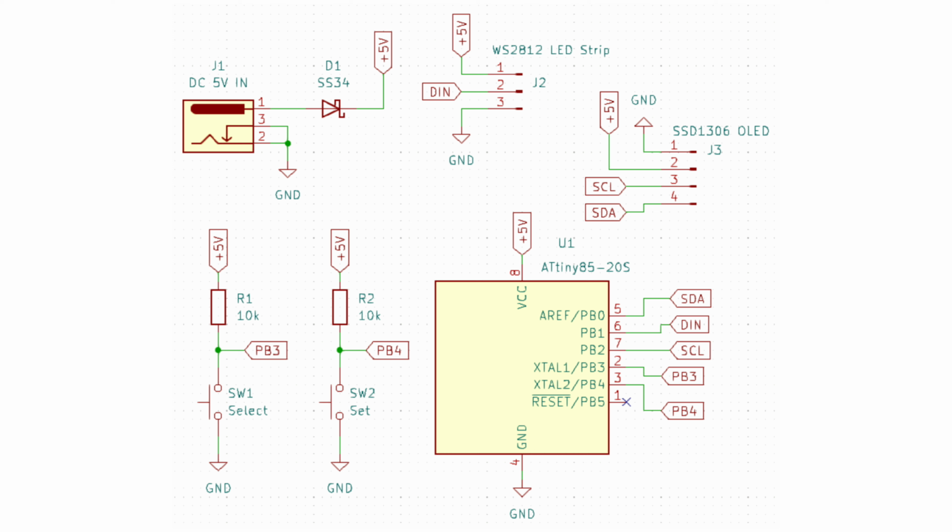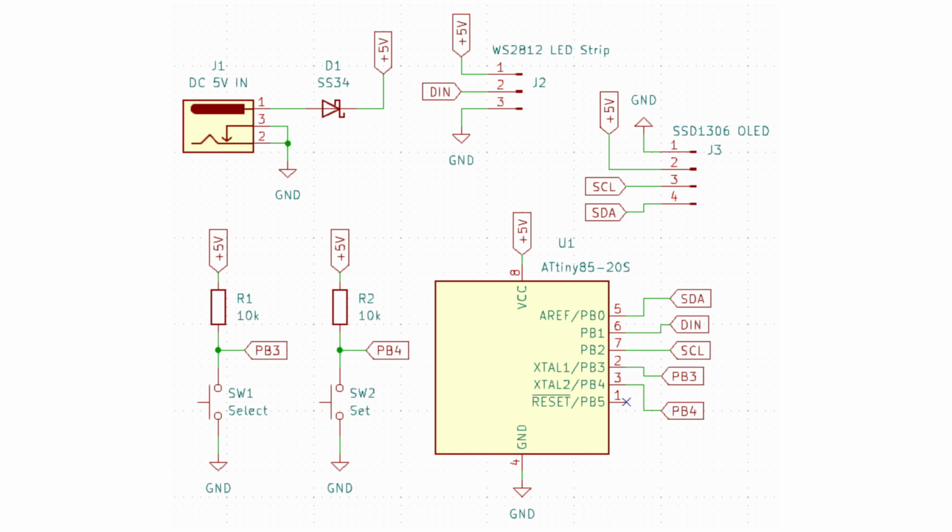The 8085 is powered by a 5V DC input which is regulated through a Schottky diode D1 SS34 to protect against reverse polarity. The WS2812 LED strip is connected to the 8085 with its data input D-in connected to PV1 of the microcontroller. Additionally, a SST1306 OLED display is interfaced with the 8085 by the I2C protocol, with SCL connected to PV2 and SDA to PV0.